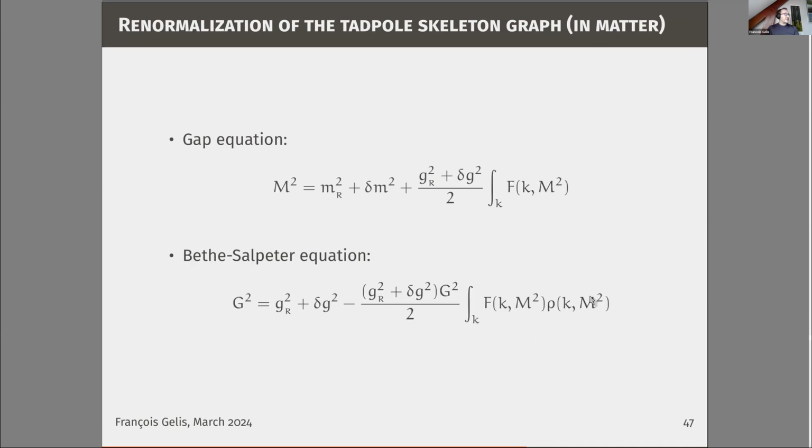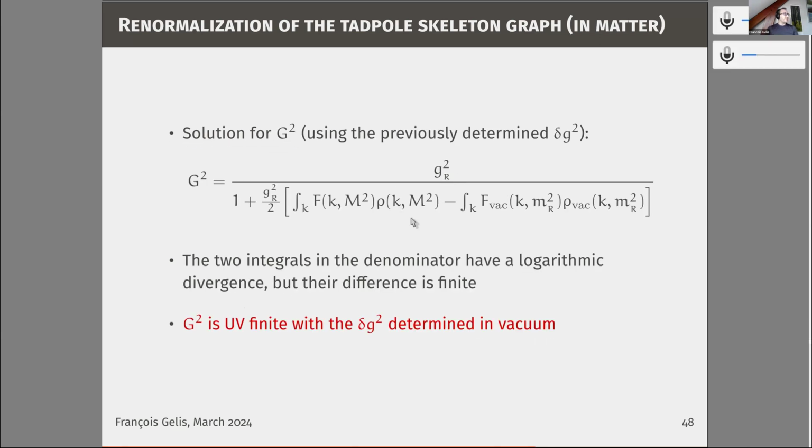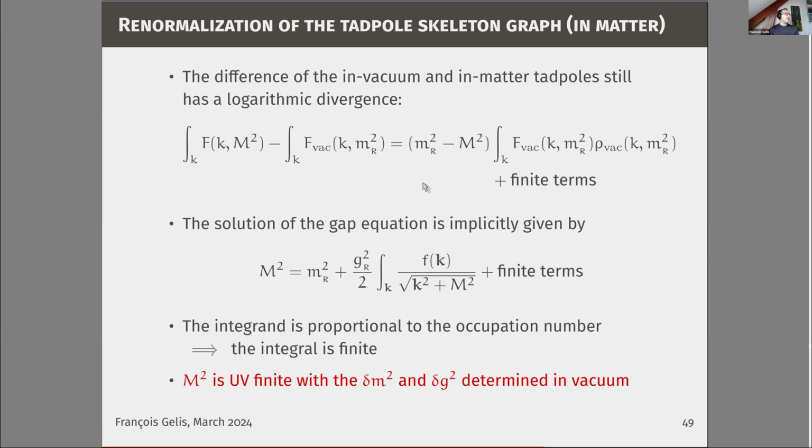So you can solve this for big G square, and you will find this using the previously determined counter term. And you see that now everything is fine because you have these momentum integrals, but you have a difference of two such integrals. They are both logarithmically divergent, but the difference is finite. So in fact, the dressed coupling in the presence of matter is finite if you've determined the counter term in the vacuum. And the same works for the mass.